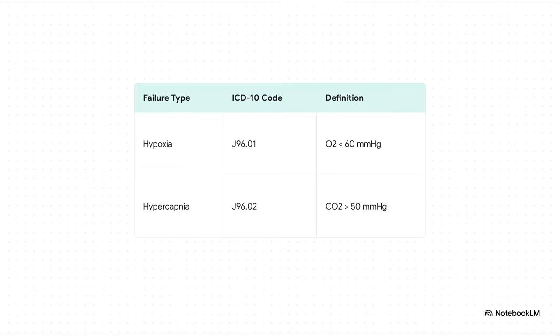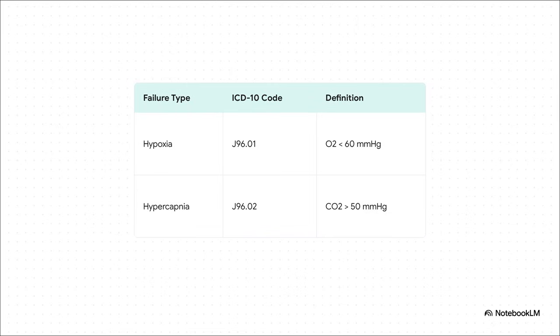Also, acute respiratory failure isn't just one big bucket code. We really have to look closely and ask, is it acute respiratory failure with hypoxia, meaning critically low oxygen, mapped to J96.01, or is the patient retaining high carbon dioxide, which is hypercapnia, mapped to J96.02?